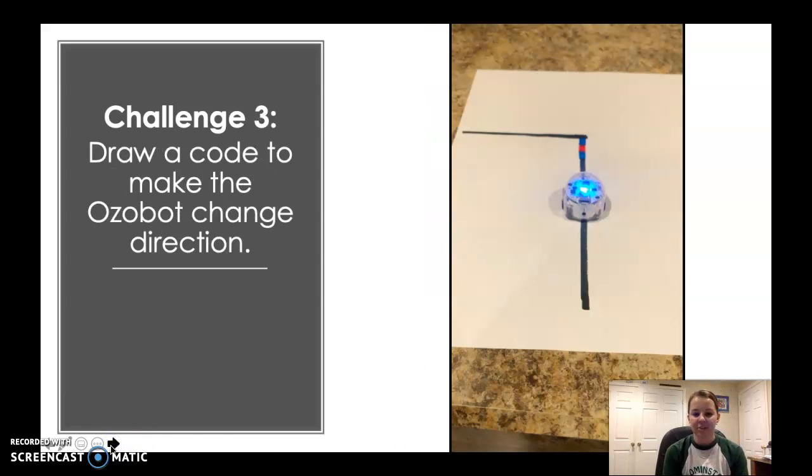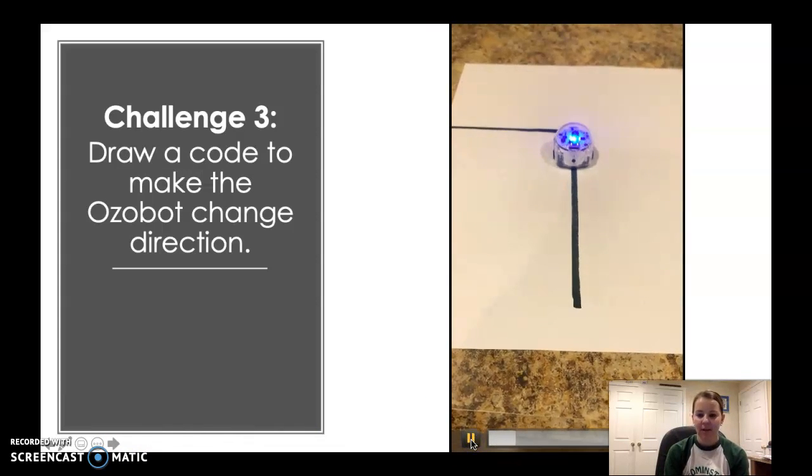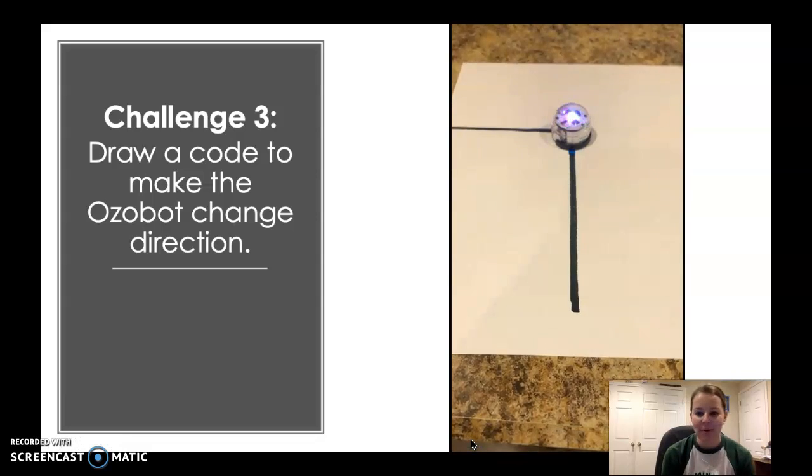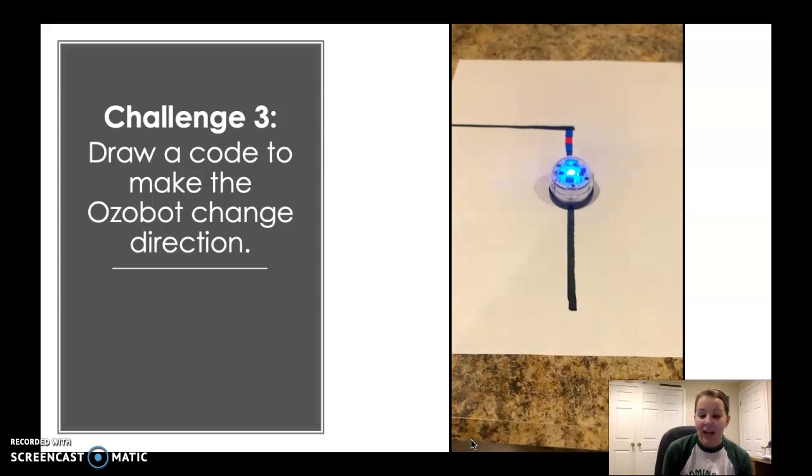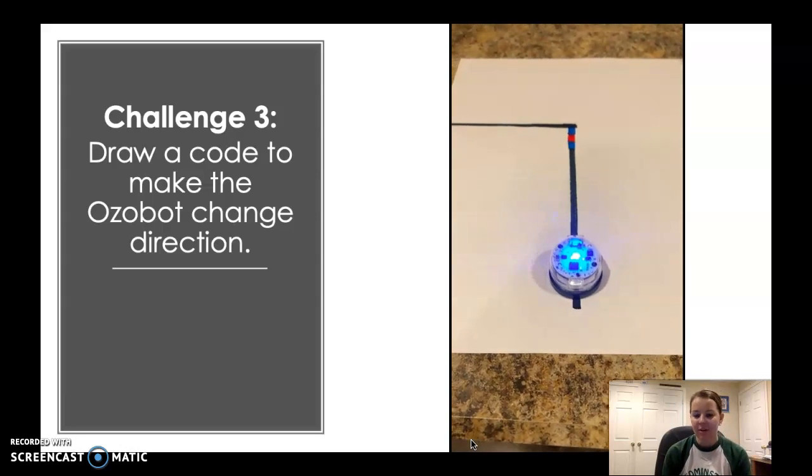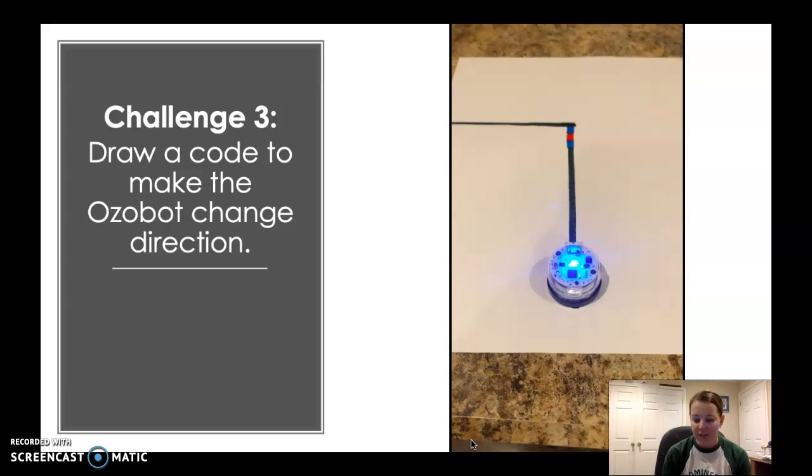Lastly, ask students to draw a code to make the Ozobot change direction. In this example, the Ozobot is doing a U-turn. Again, ask the question, is the Ozobot showing acceleration? Students are again likely to say no, because so far we have only expanded their definition to include changes in speed, whether that be faster or slower as in the second challenge.